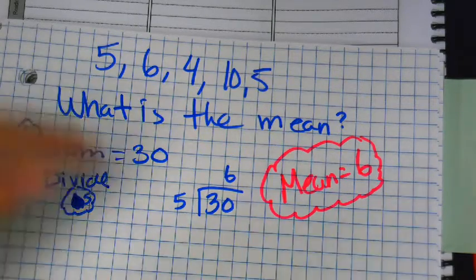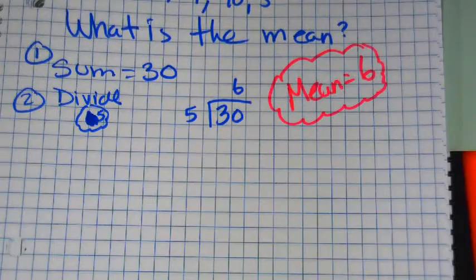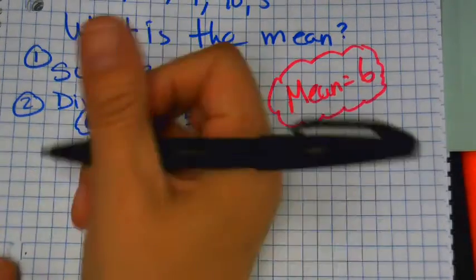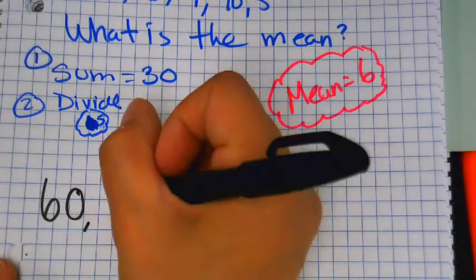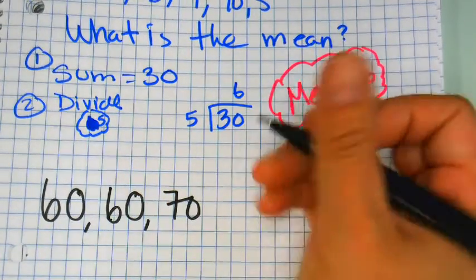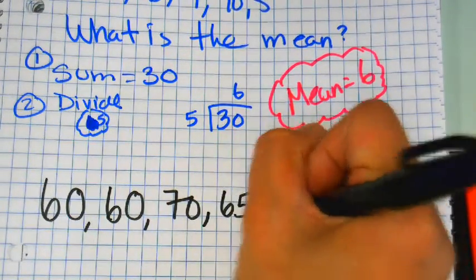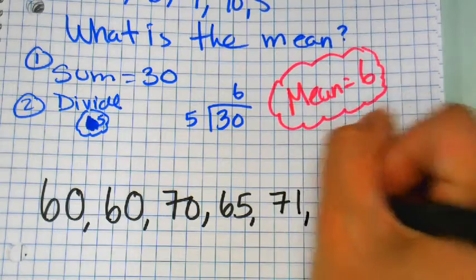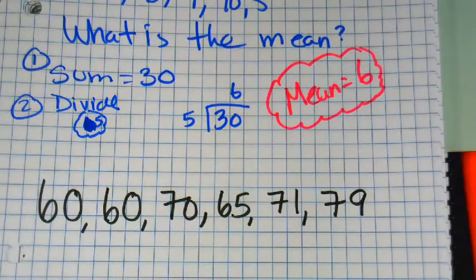All right, let's make it harder. How do I make this harder? I just give you bigger numbers. Got more numbers too. And more numbers. 60, 60, 70, 65, 71, and 79. Do you even know the answer? Yes, because I have the notes from you last year.